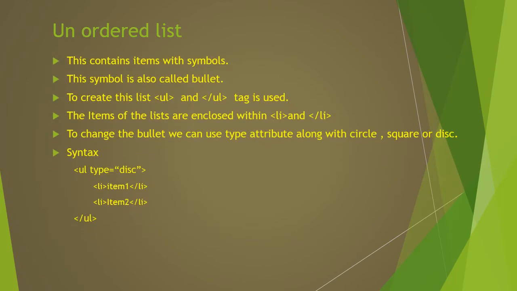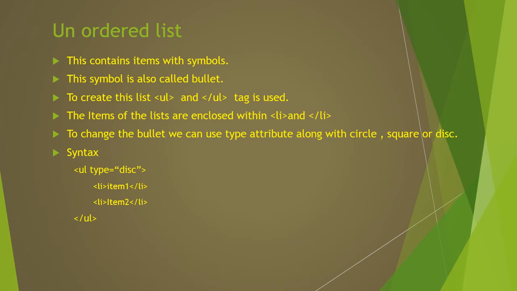We'll talk about the unordered list. An unordered list means a list which is not in a sequence. It is a list where all the items come with special notations, called symbols or bullets. It may be a square, a disc, or a circle. So we'll see how to create this. This contains items with symbols, and this symbol is also called a bullet.